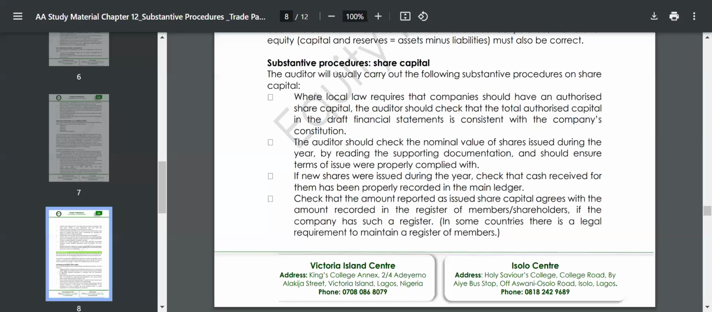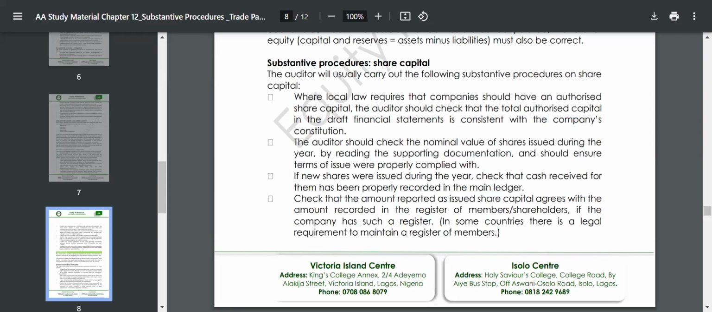The next thing the auditor will check is that the amount you've reported in your share capital also agrees with the register of members or shareholders. We all know that shareholders own the company. And for every shareholder you claim you have, there should be commensurate shares that they have. So if you say you have 1,000 shareholders and your share capital is maybe 5 million or whatever, those shares must be traceable to each shareholder you declare.